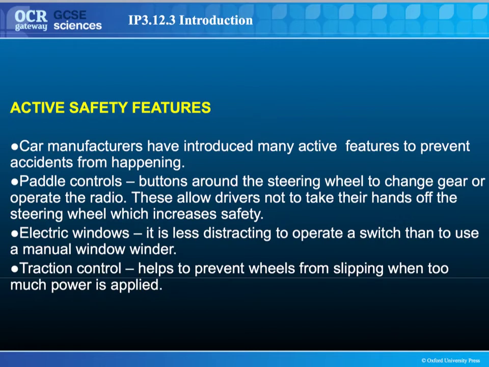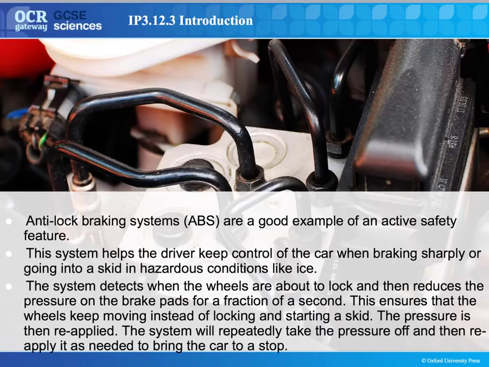An example of an active safety feature is paddle controls. These are buttons around the steering wheel that can be used to change gear or operate the radio. They allow drivers not to take their hands off the steering wheel, which increases safety. Another example is electric windows. It's less distracting to operate a switch than to use a manual window winder. Another example is traction control. This helps to prevent the wheels from slipping when too much power is applied, in order to try and prevent any accidents from occurring. Anti-lock braking systems, or ABS, are a good example of an active safety feature.